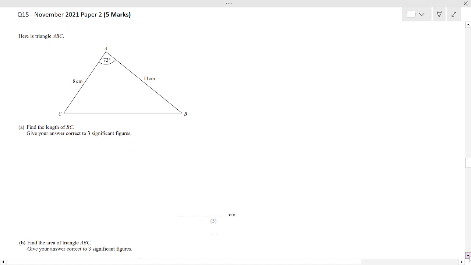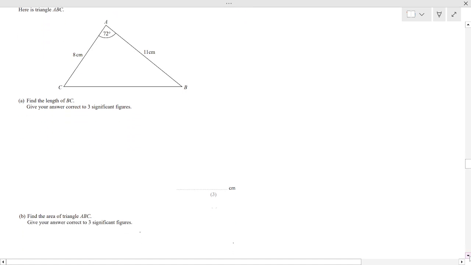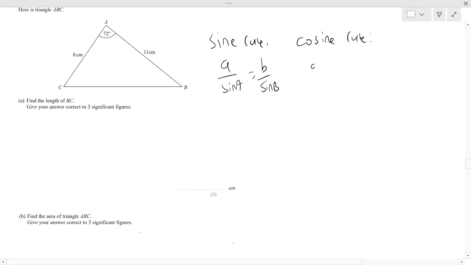So on question 15, now we're given a triangle. I notice it's a non-right-angled triangle. So again, with non-right-angled, I either need to know the sine rule, which is a over sine A is b over sine B, or the cosine rule. Those are the two things in the back of my mind. So that's going to be a squared equals b squared plus c squared minus 2bc cos A.